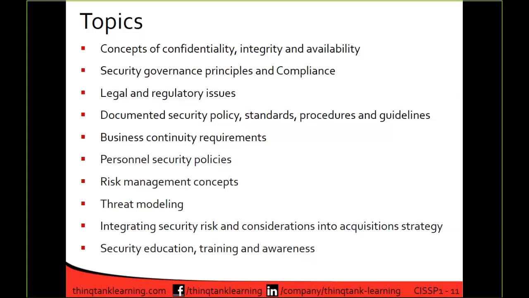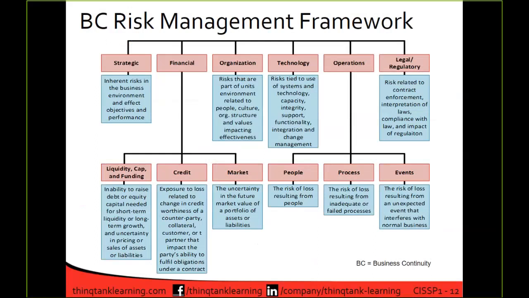So this is a more in-depth look at what we're going to cover in this domain, but it's all good stuff. It's an interesting domain. All right. So, business continuity risk management framework. This is actually a pretty interesting slide because it really summarizes a lot of the things that we'll be talking about throughout the domain. We see strategic, we see financial, we see organization, we see technology, operations, and legal and regulatory.